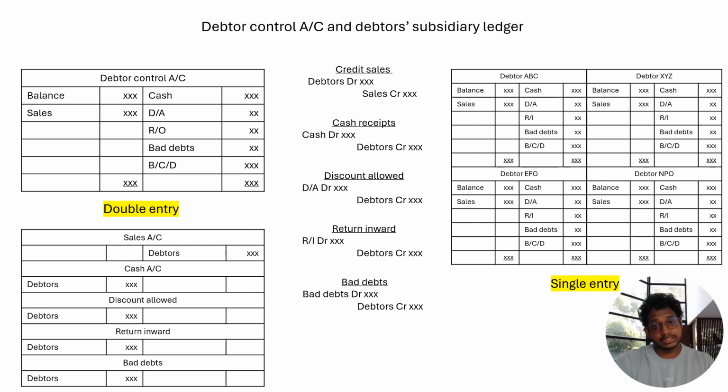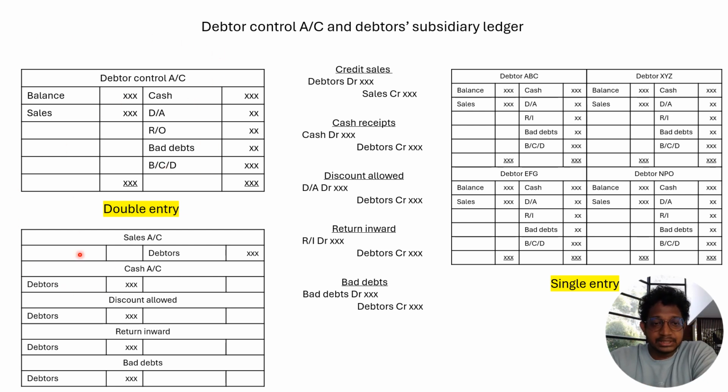Debtors control account and debtors subsidiary ledger. Okay. So the control account is used when you have a lot of debtors; you can't record a separate account for each debtor in your general ledger. It's a very complex case. So for all debtors we are recording only one account. We are maintaining only one account. So that is the debtor control account.